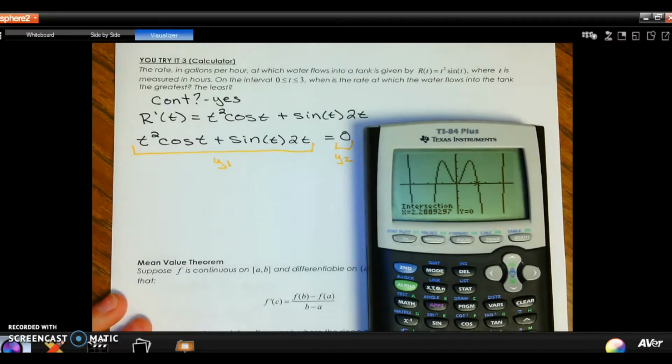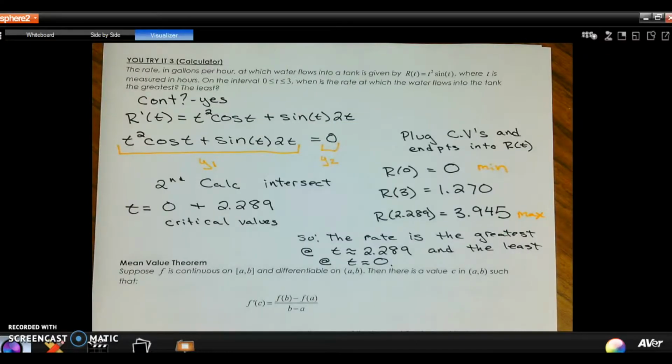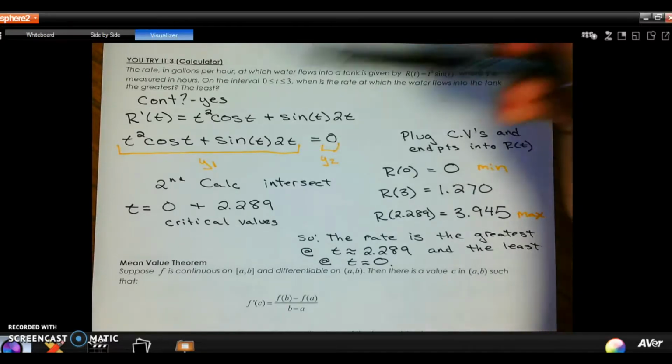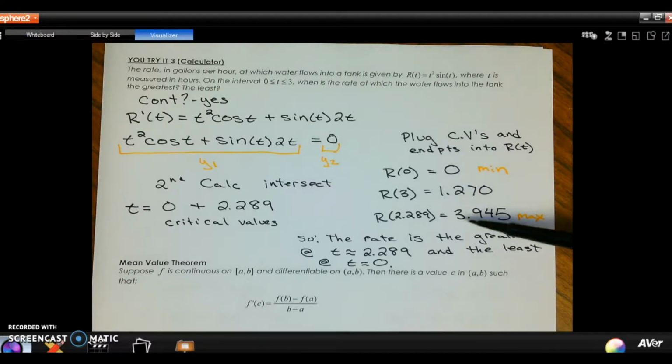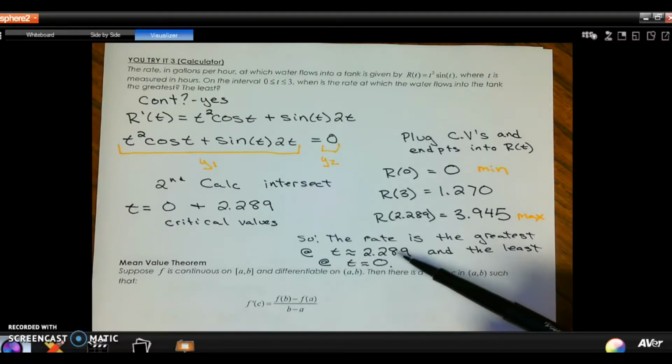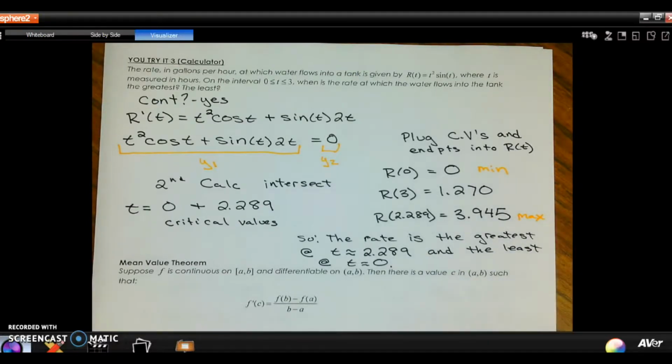So we've got that, and that gives us our other intersection of 2.289. So I'm going to record those down as my critical values. You take those critical values and those endpoints, and you plug them into the original. So when I plugged them into the original up here, I got these. That shows you that the minimum was 0 and the maximum was 3.945. So that tells you that the rate was the greatest at time 2.2 and the least at time 0. That's it.